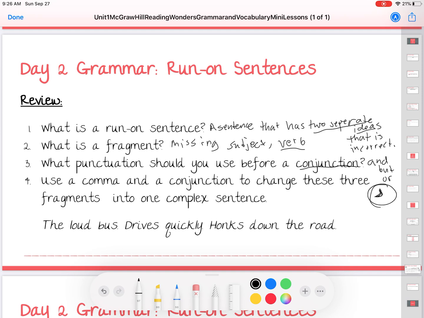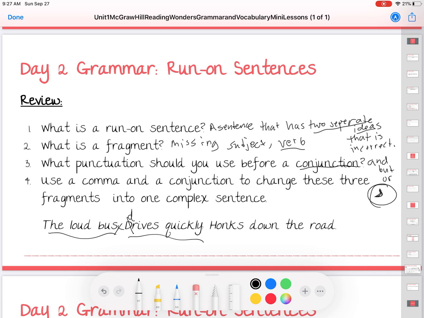Use a comma and a conjunction to change these three fragments into one complete complex sentence. So, the loud bus, period, drives quickly, period, honks down the road. Well, obviously we don't need this period. The loud bus, blank, drives quickly. So, I would just say lowercase. The loud bus drives quickly. That makes sense. We've got the loud bus is our subject, drives quickly is our predicate.